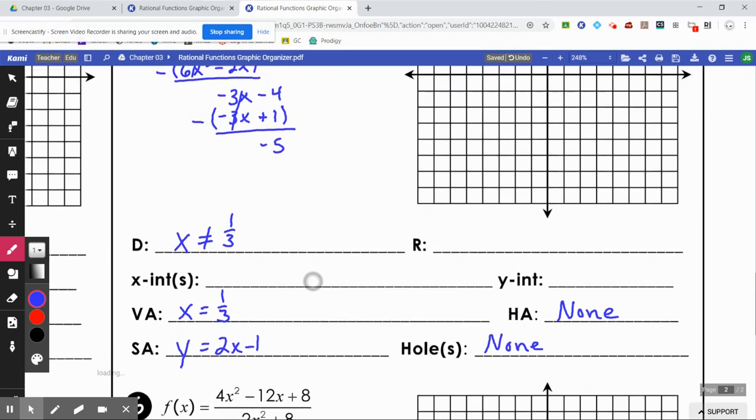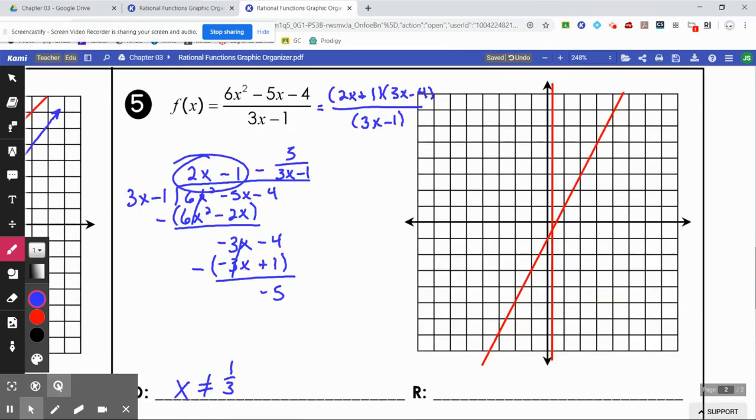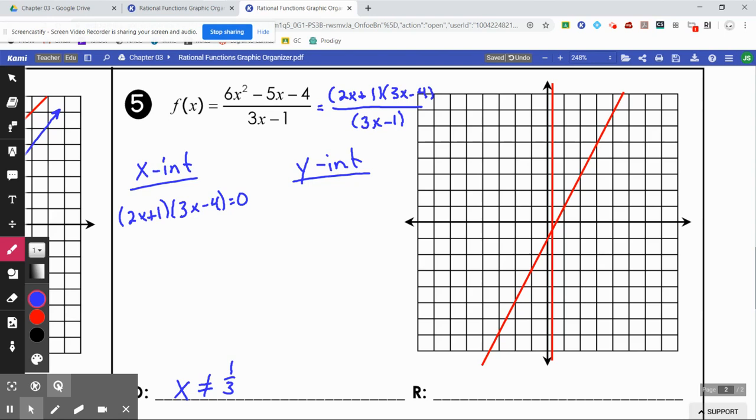Let's go ahead and put our asymptote lines on our graph. And there are our two asymptote lines. Next up, let's find our x and y intercepts. To find your x-intercept, your function has to be 0, so let's set the top of our function equal to 0. And you're going to get a negative 1/2 and a positive 4/3.